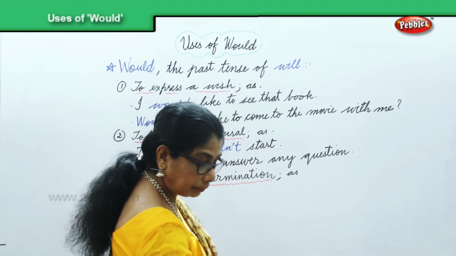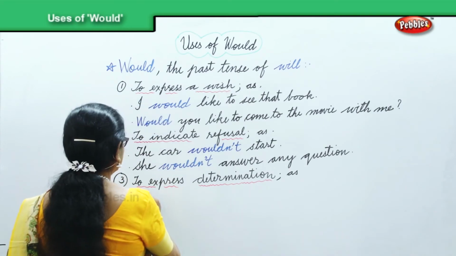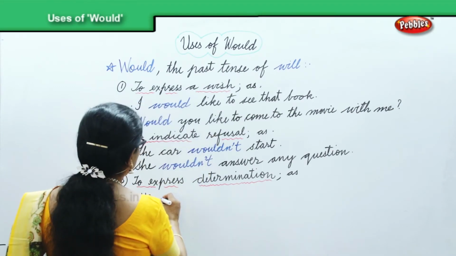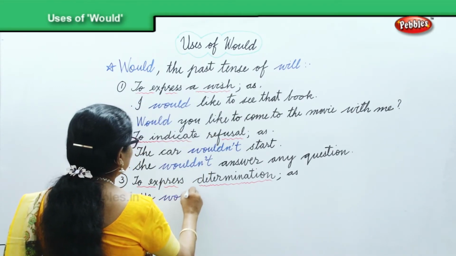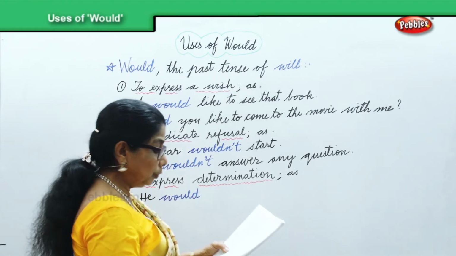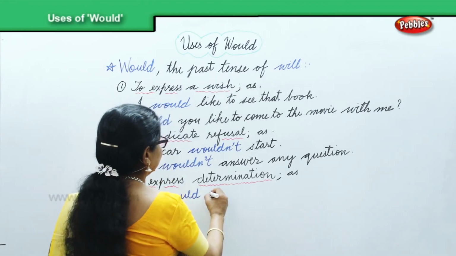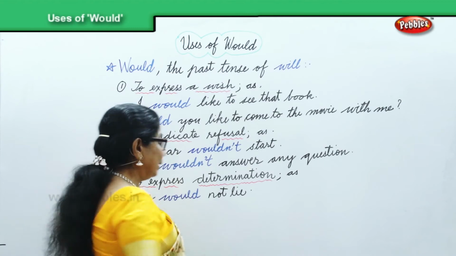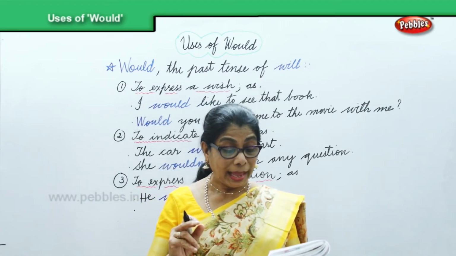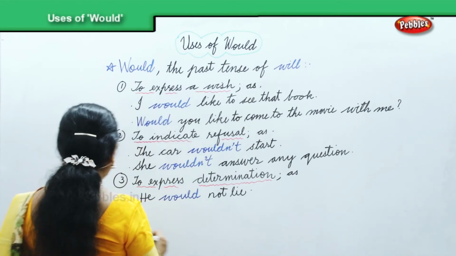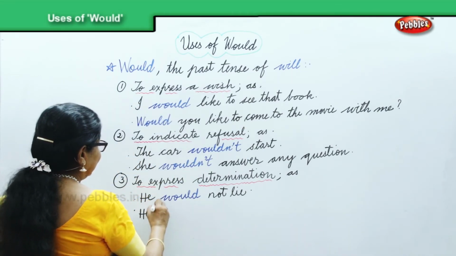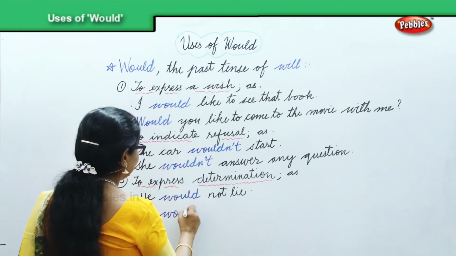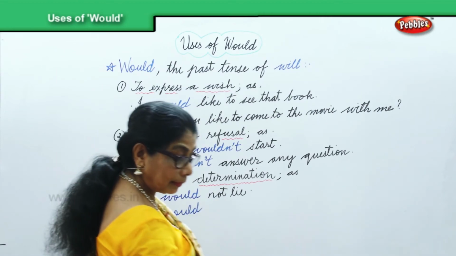He would not lie. And the second sentence says, he would have his way. He would have his way.